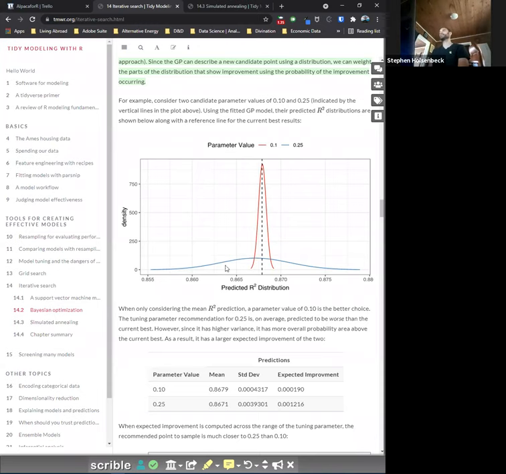Let's see, wait, what is density? Does anybody know what density means in this graph?